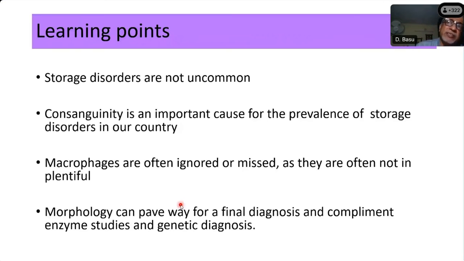Storage disorders are not very uncommon, especially in communities where there is consanguinity in marriage. We do get a lot of storage disorders, and Niemann-Pick and Gaucher are the commonest ones. Macrophages can often be missed because they merge into the background and are often not plentiful. So you have to really look for them, and one good place to look is around the particles. That pale, empty-looking space is often a macrophage sitting there.